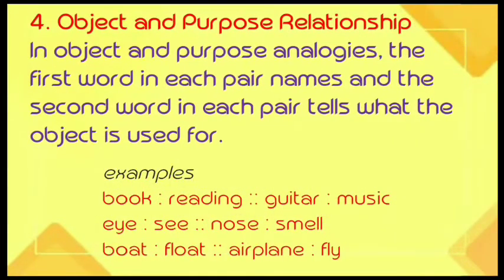Fourth, object and purpose relationship. In object and purpose relationship, the first word in each pair names an object, and the second word in each pair tells what the object is used for.